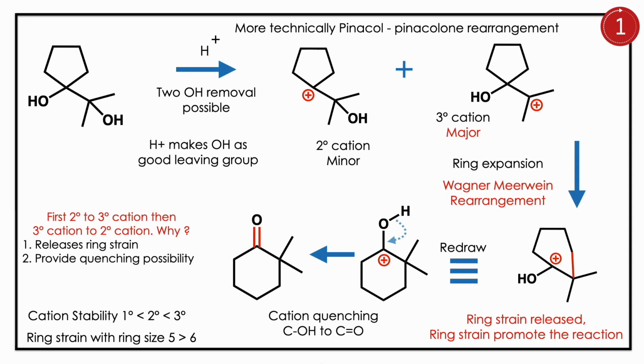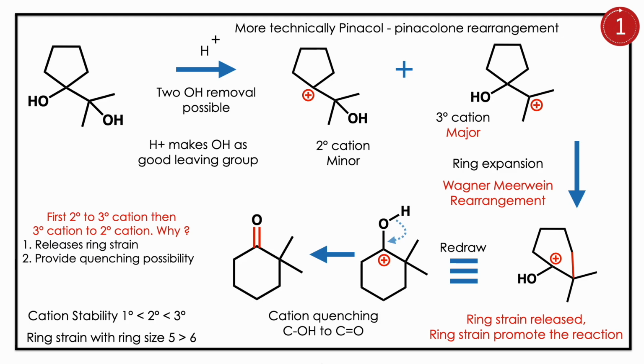You have diol and acidic condition, which technically means a pinacol-pinacolone rearrangement, but you can consider it as a Wagner-Meerwein rearrangement. First step will be cation formation. Cation can form in either way, but the tertiary cation is major. So terminal alcohol removed, you have tertiary cation. So here looking at the stability of cation, decide the major product.